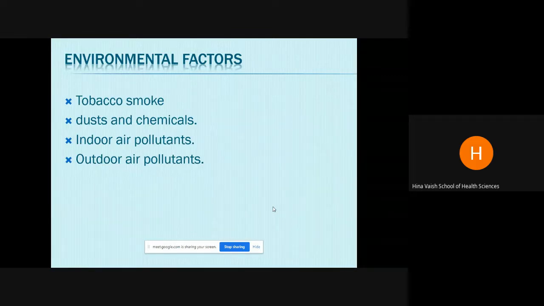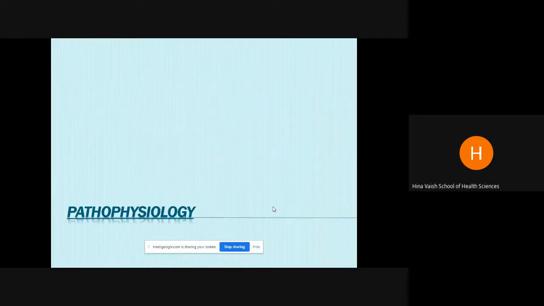Then the other dust and chemicals, indoor air pollutants, outdoor air pollutants, and as I said, in the rural areas, when these chulhas are used, with burning of wood and coal, that also leads to smoke production, and that can also to some extent lead to the obstructive condition.